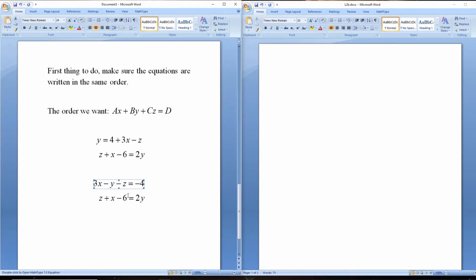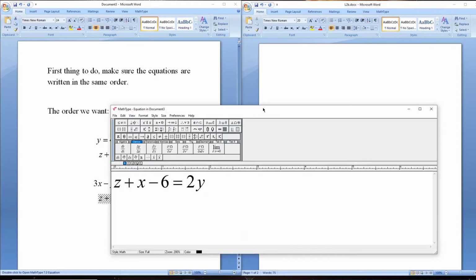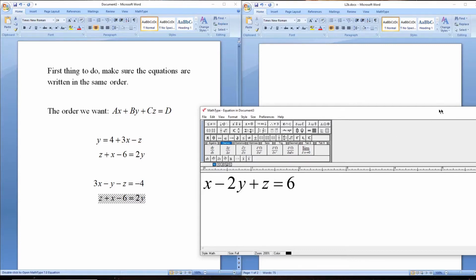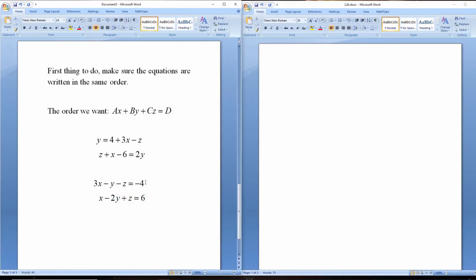And we want to do this with the second equation as well. So we'll take this one here. Let's first get the y to the left, so we'll subtract 2y from both sides. And let's get the 6 to the right, so we'll add 6 to both sides. And then finally, we want to put this in x, y, z. So we have x minus 2y, and then we'll stick the plus z over here. And there we go. We now have our two equations ordered.